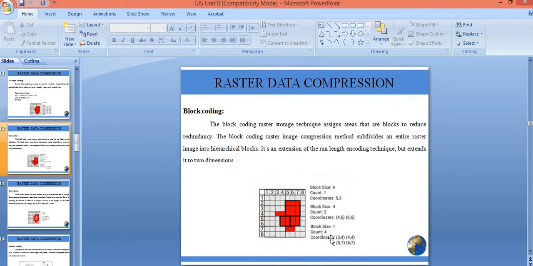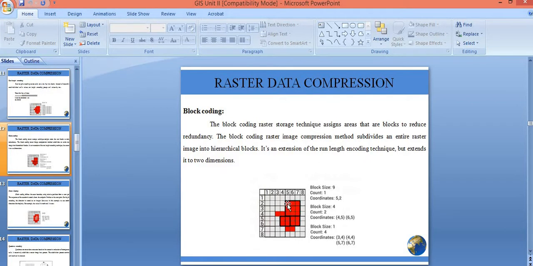The next one is block coding. In block coding you will be storing the information block wise: how many blocks you have, what is the starting point of the block, and what is the size of the block. So you will be just storing that information. Okay, here if you see this, a block with size 9, and how many such blocks do you have? Only one such block. And what is the coordinate of the block? 5, 2. The starting position of the block is 5, 2: fifth column, second row.